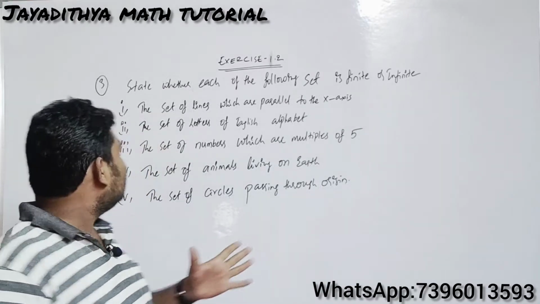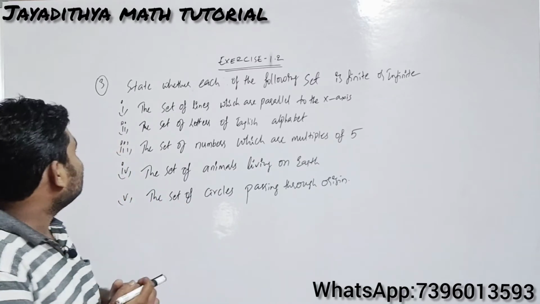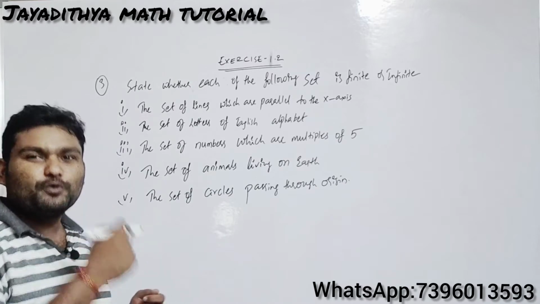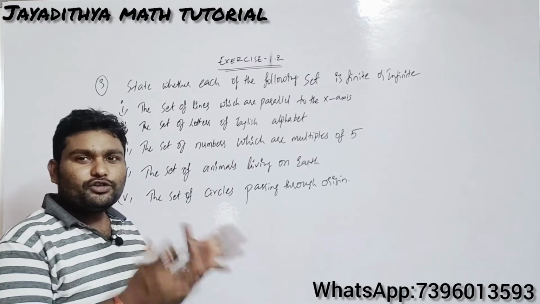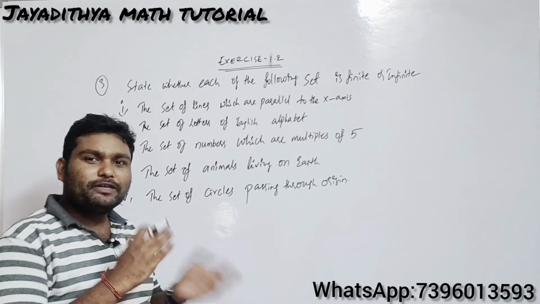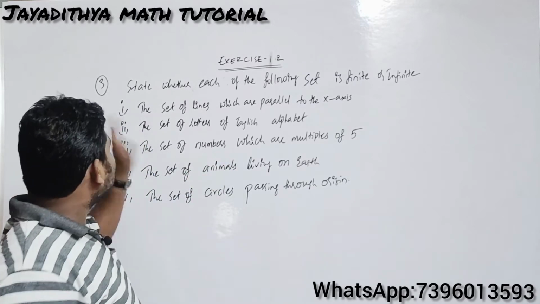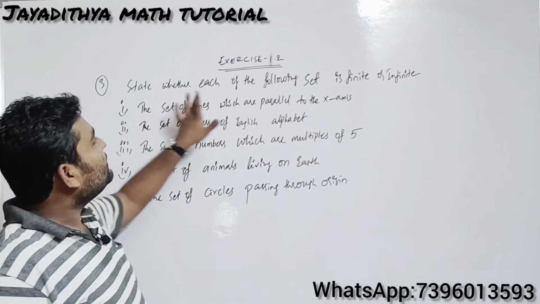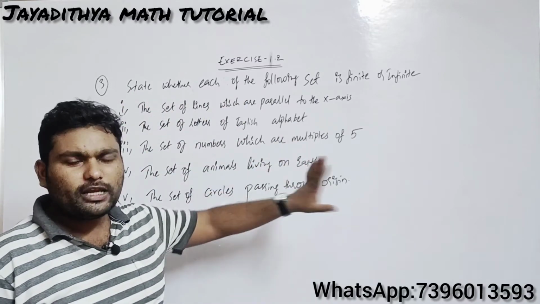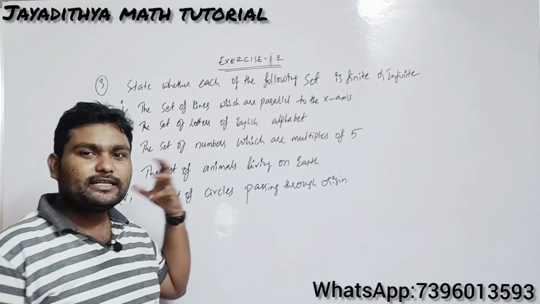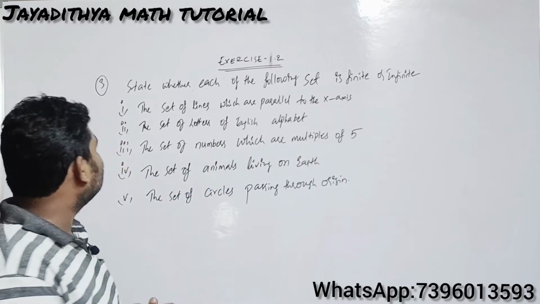See here, this is the third question of your exercise. It is like the previous case, but here the questions are somewhat tricky. There will be some dilemma to decide whether the given set is finite or infinite. Let us see how the questions are. The third question: state whether each of the following sets is finite or infinite, same as the previous case. So we should check whether the given set is finite or infinite.